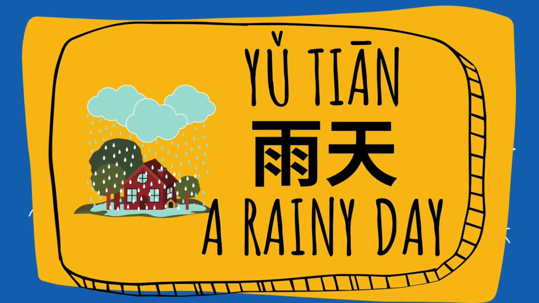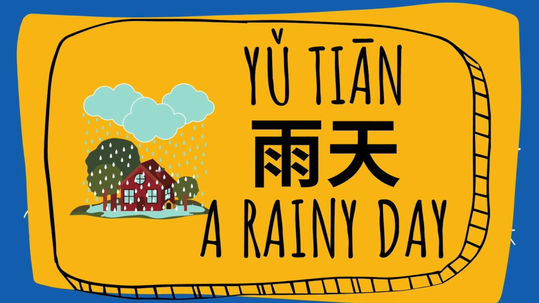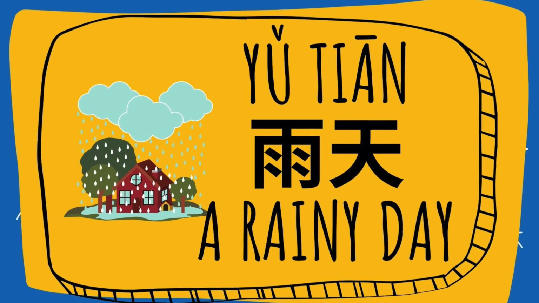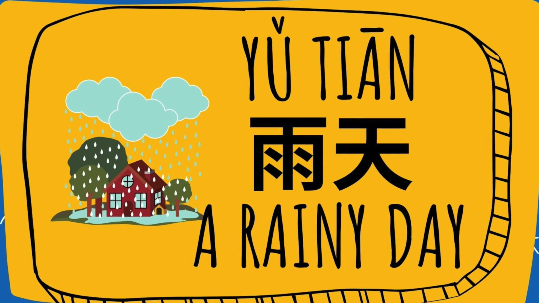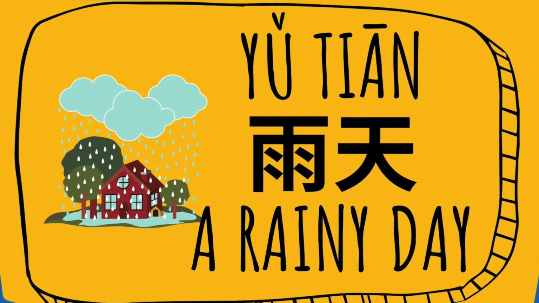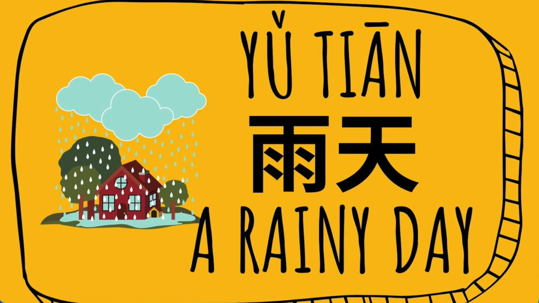By now you have noticed the pattern. The second character 天 is how we describe weather. So 雨 means rain. 天 is how we describe the weather. So 雨天, rainy day. Let's try again. 雨天, rainy day.